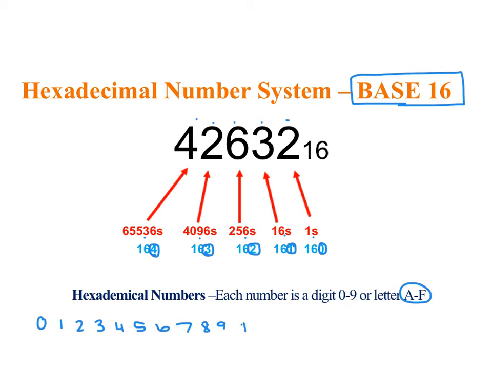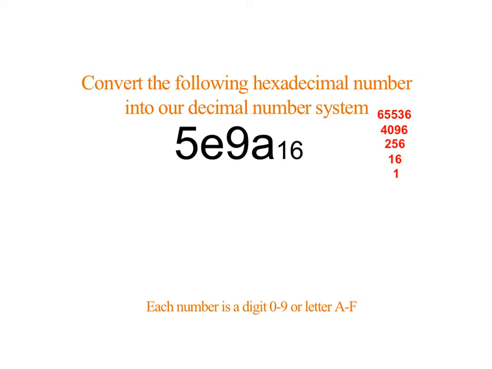So we have A, which is the equivalent of representing 10, B, which is the equivalent of 11, C, which is the equivalent of 12, D, which is the equivalent of 13, E, which is the equivalent of 14, and F, which is the equivalent of 15. So you now see that we can represent 0 through 15, so that's 16 total digits, by using 0 through 9, and then A, B, C, D, E, F for the remaining 6 digits that we need to make this base 16. So let's take a minute and practice this together.